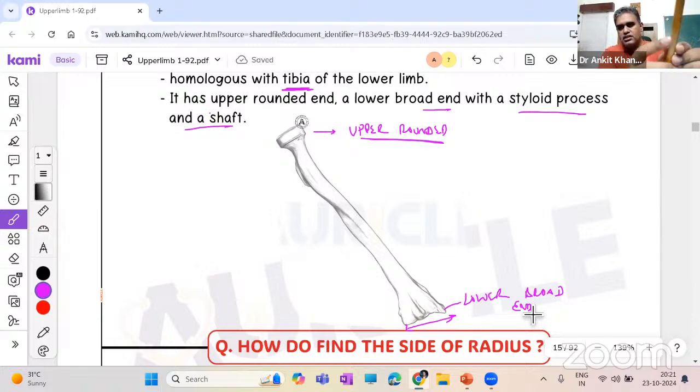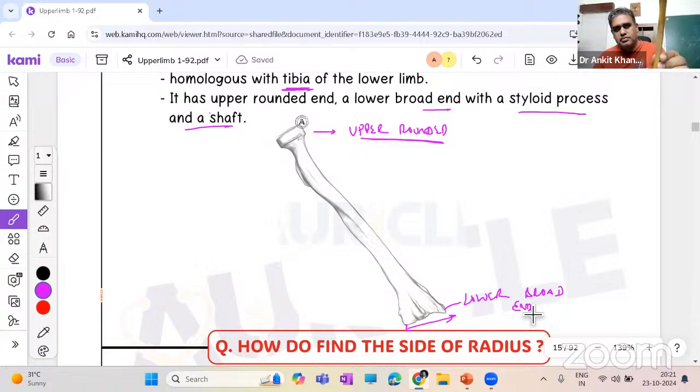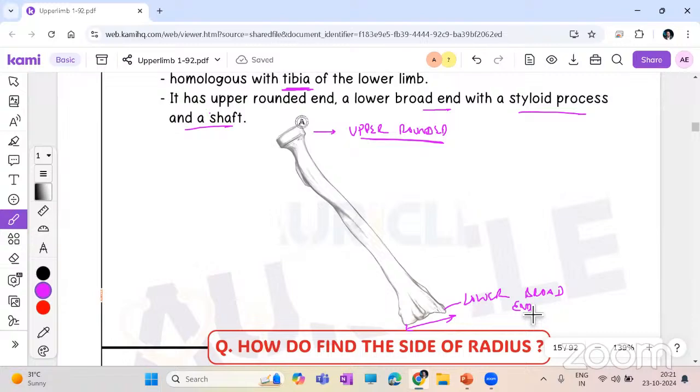Okay. So this sharp border is known as the interosseous border. What is it known as? Interosseous border. So this interosseous border is facing the ulna. So this side should be the medial side. But it can be of the left forearm also.